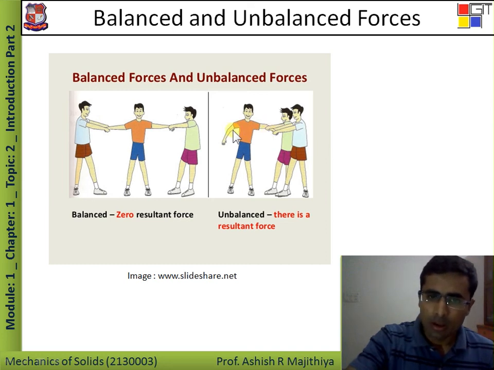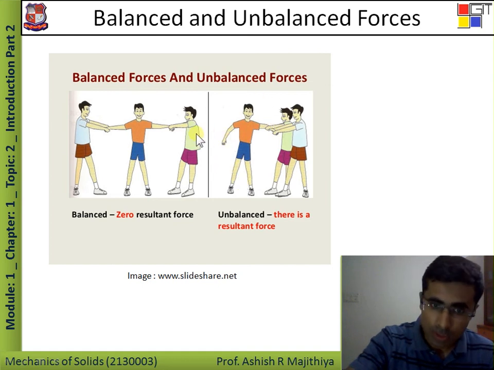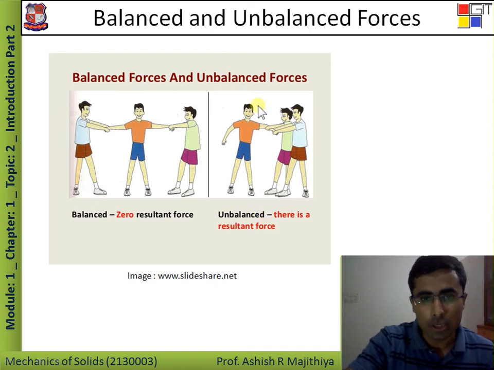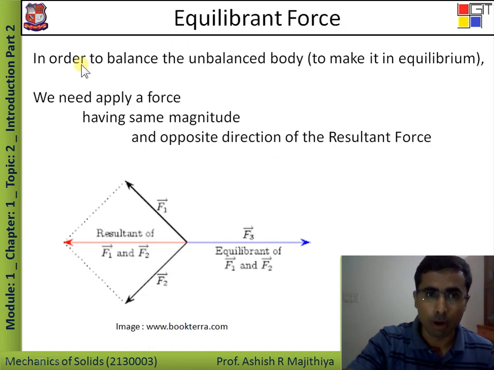So we can apply the same magnitude of force but in the opposite direction. Let's say one force is applied in this direction having magnitude F1 plus F2, then the body will be balanced. It will come into equilibrium because we have applied a force having the same magnitude as the resultant force but in the opposite direction. So to make the unbalanced condition into a balanced condition, we need to apply a force that is called equilibriant force. In order to balance the unbalanced body, we need to apply a force having the same magnitude and opposite direction of the resultant force. So F1 and F2 forces are there.